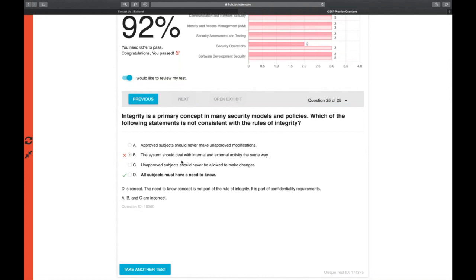And the last one, the system, all subjects must have. Yeah, we were torn between Bravo and Delta. The need to know concept is not part of the rule of integrity. It is part of confidentiality requirements.